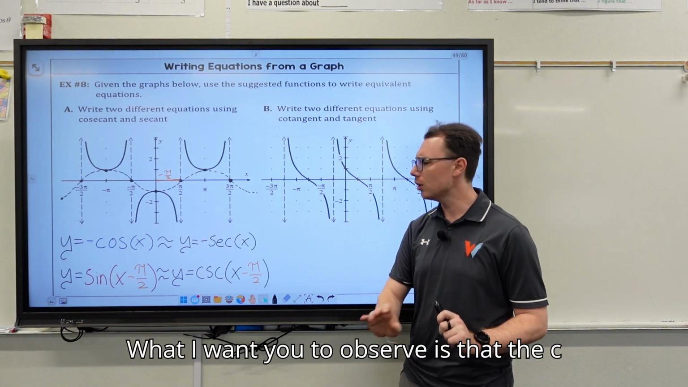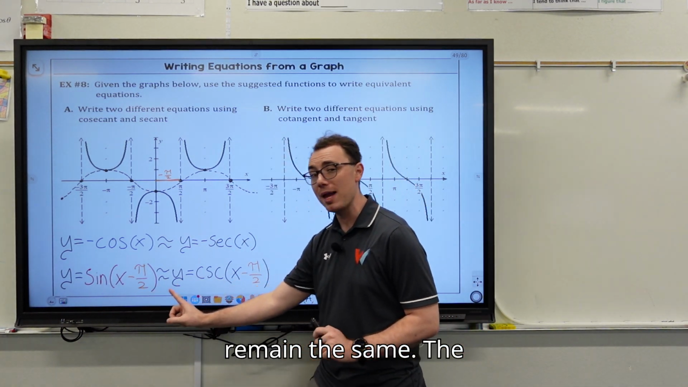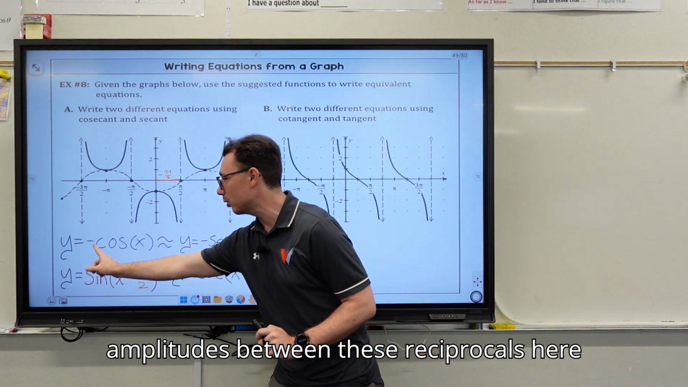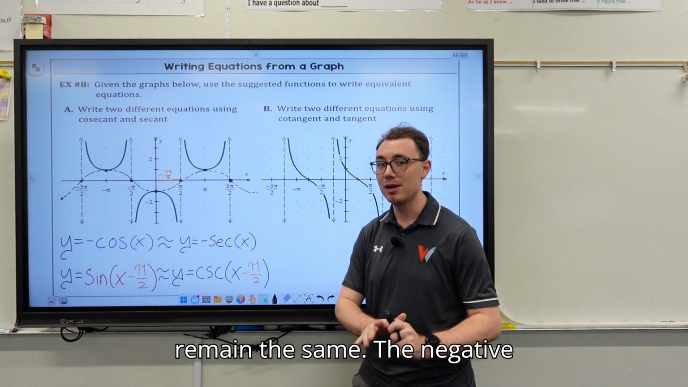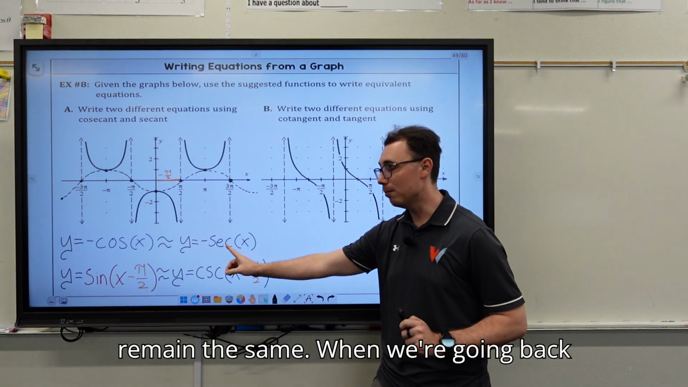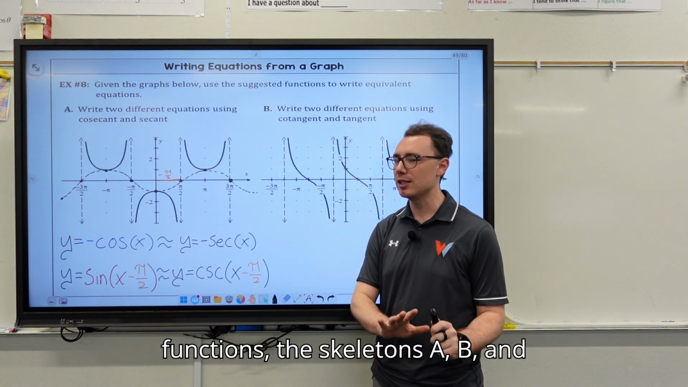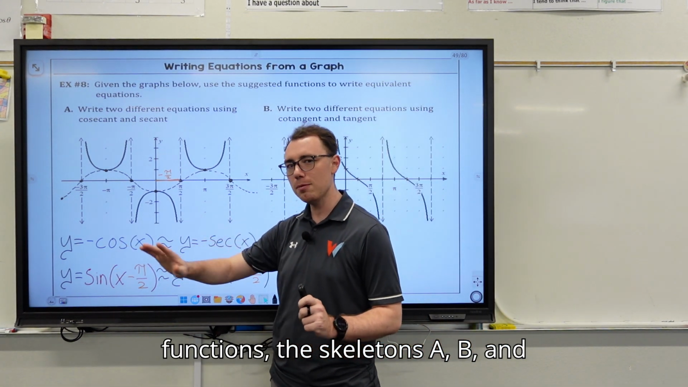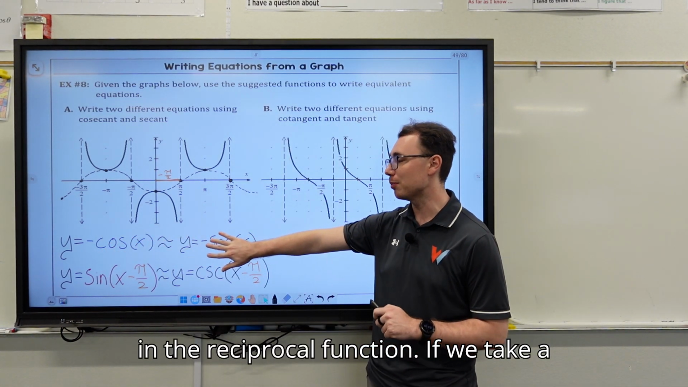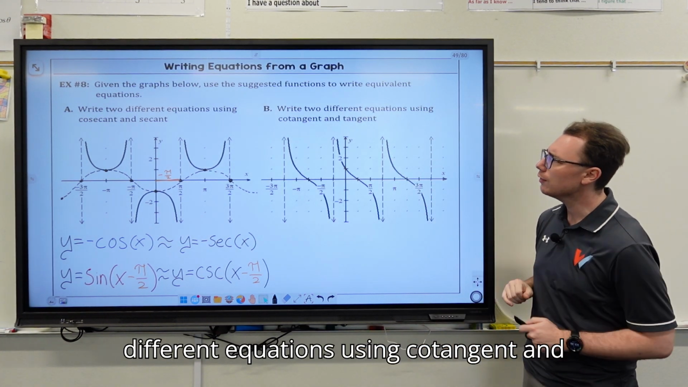What I want you to observe is that the c value between these reciprocals remains the same. The amplitudes between these reciprocals remain the same. The negative value in front of our trig functions remains the same. When we're going back and forth between these reciprocal functions, the skeleton's a, b, c, and d values persist in the reciprocal function.